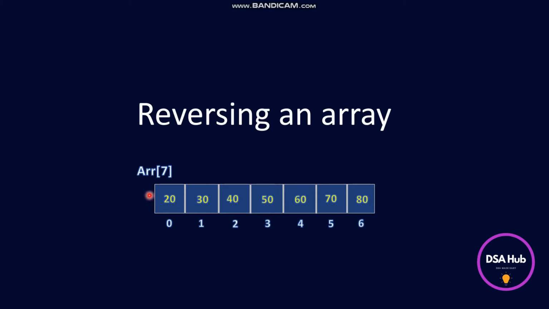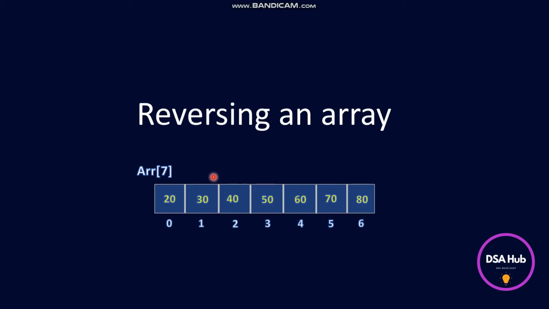Let us say that you are provided with the size of the array and the following elements. So the size of the array is 7 and you have 7 elements like this: 20, 30, 40, 50 and up to 80. Your task is to output an array in which these elements are in reverse order. For example, for this particular case, the reverse order would be 80, 70, 60, 50 up till 20.